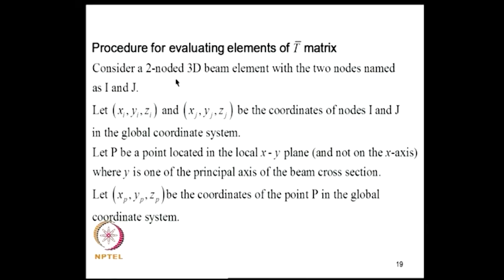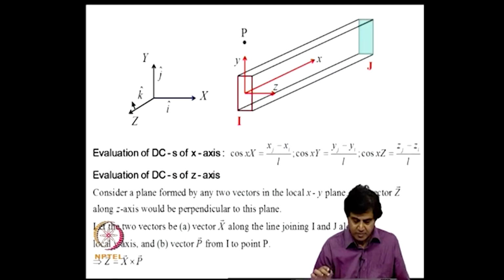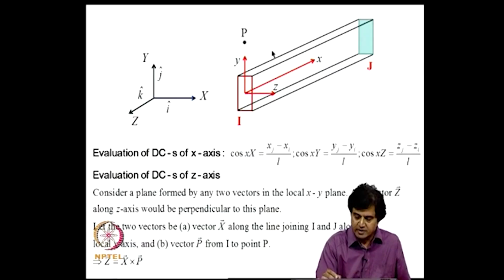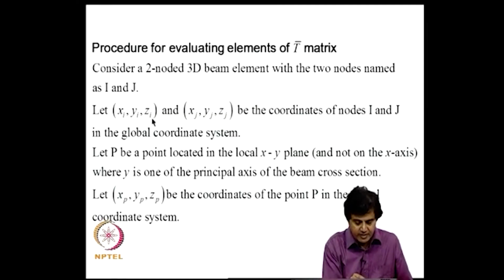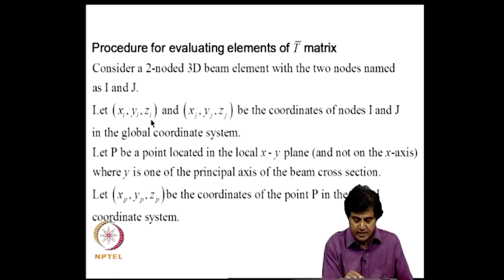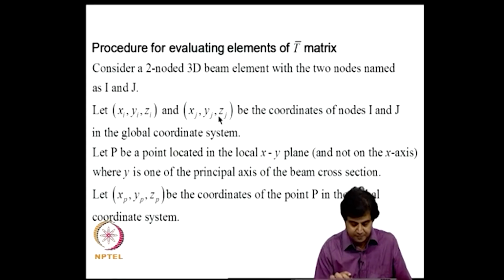So, let us consider a 2 noded 3 dimensional beam element with 2 nodes named I and j. Let me show the sketch. This is a beam element, this is I and j. This is a global coordinate system, this is a local coordinate system, this is x, y, z and this is capital X, Y, Z. Now, let xi, yi, zi and xj, yj, zj be the coordinates of nodes I and j in the global coordinate system. So, I has coordinates xi, yi, zi and similarly the other node has coordinates xj, yj, zj in the global coordinate system.